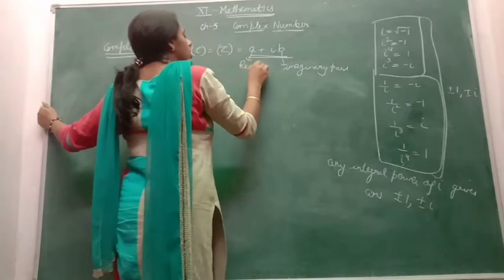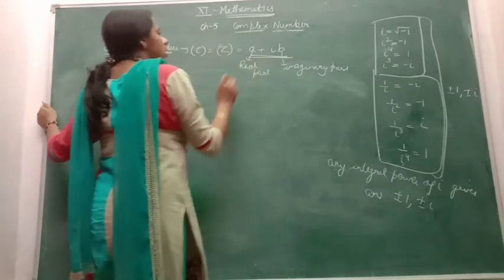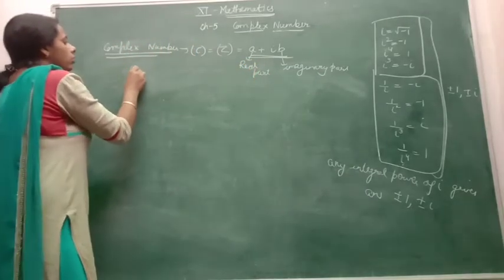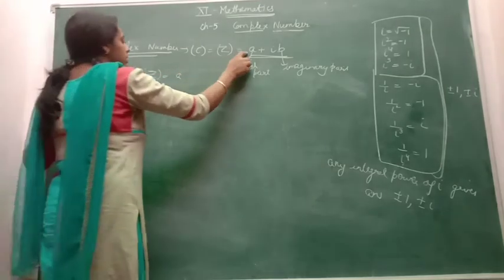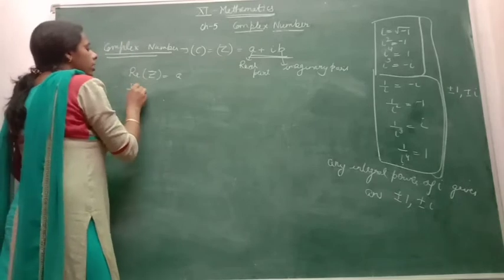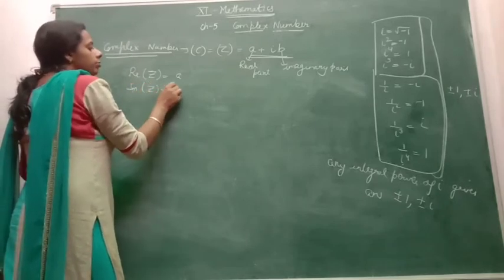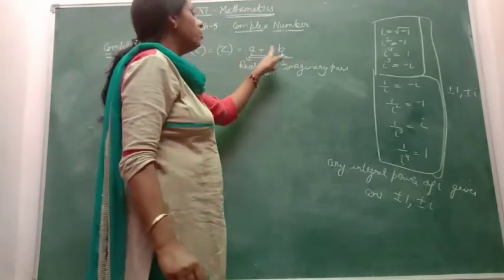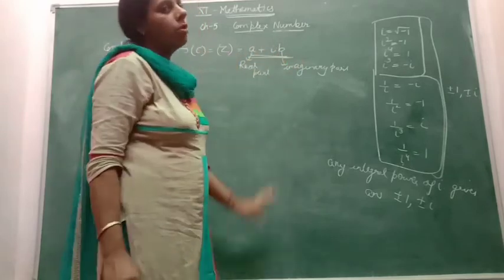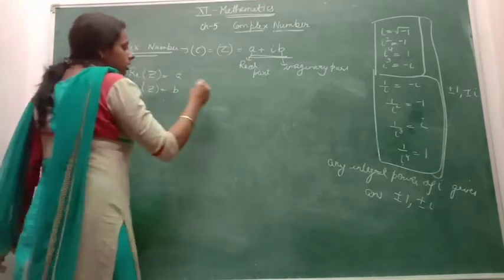This is the real part. Okay, A is the real part of Z. Real part of Z is A and the imaginary part of Z is B. जिसमें रियल और इमेजिनरी जो इस फॉर्म में रिप्रेजेंट किया जाता है, उसी को हम कॉम्प्लेक्स नंबर बोलते हैं. क्लियर है?